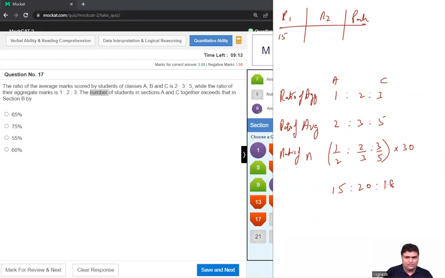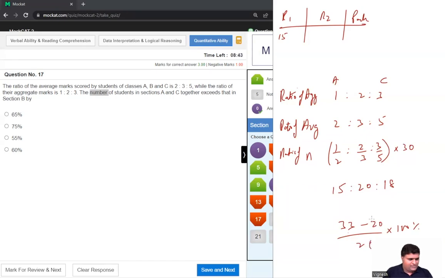The number of students in sections A and C together, 15 plus 18, 33, exceeds that in section B, minus 18 divided by 18. Compared to that, by how much percentage? 33 minus 18 is, sorry, minus 20 upon 20. Oh, sorry, minus 20, right? So minus 20 by 20.